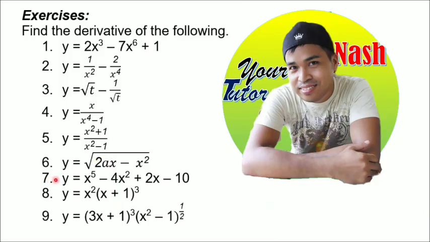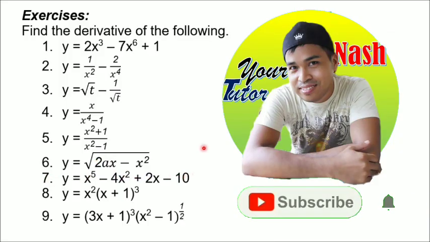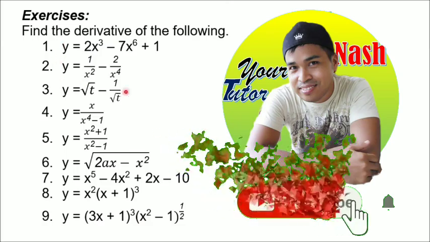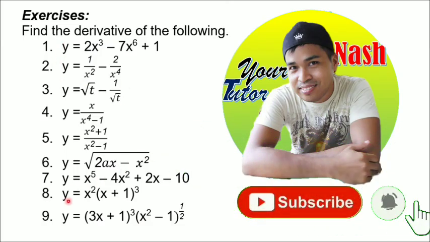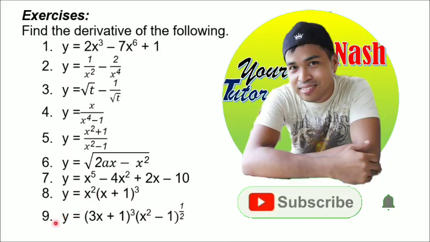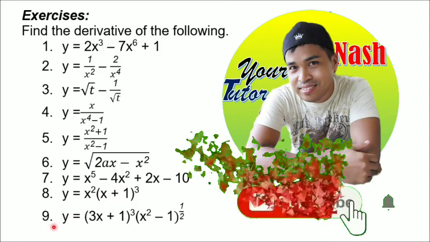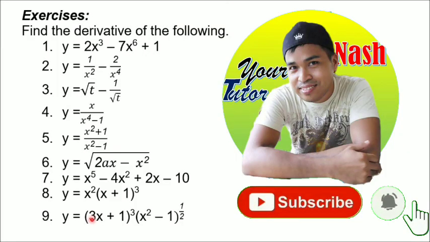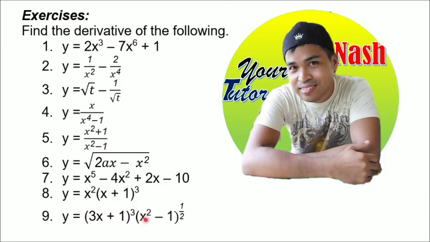Number 7 is balik pa rin dun sa rule number 1, 2, 3, and 5. Or 4, I mean. And number 8, gamitan nyo to ng product rule. And number 9, well, this is a combination of a chain rule and a product rule. So please try to solve this.